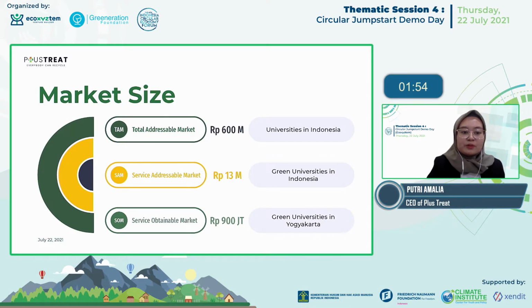We are currently focusing on educational institution consumers, with the total serviceable addressable market of $894,000 lying in the green universities in Indonesia.